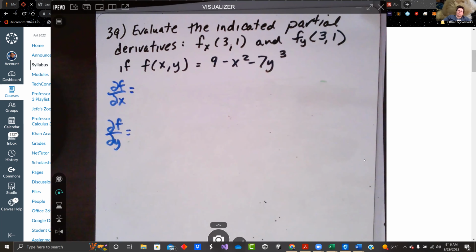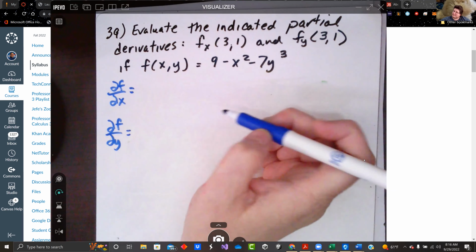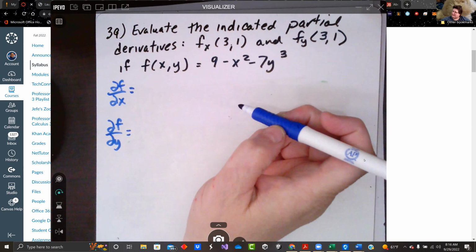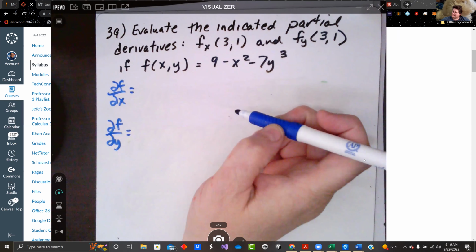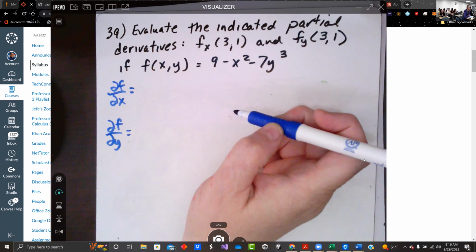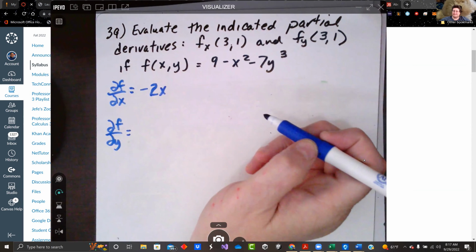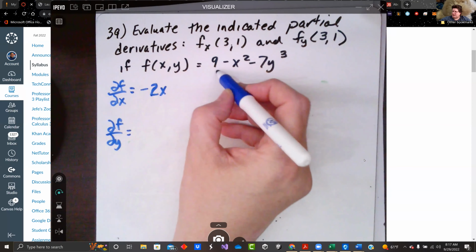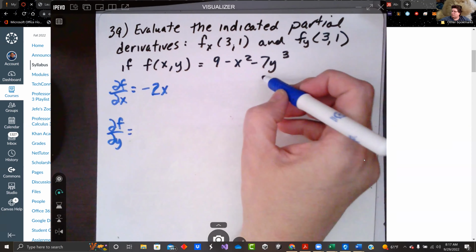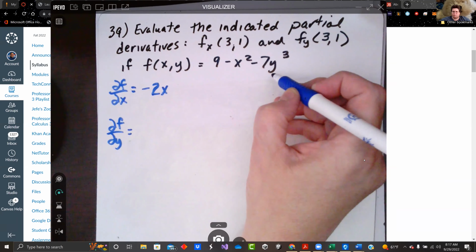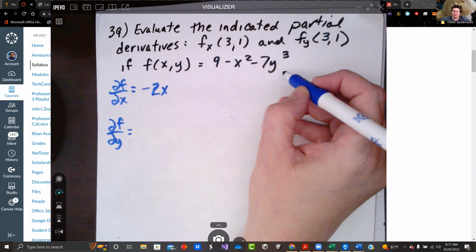All right, so what is the partial derivative with respect to x? What is df/dx? Negative 2x. So negative 2x. It's negative 2x. Derivative of a constant is 0. And while we're taking the derivative of x as a partial derivative, y is treated as a constant. So there is no x in that term. This term goes to 0.